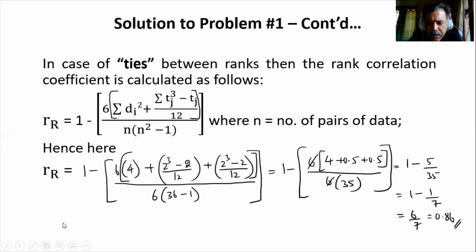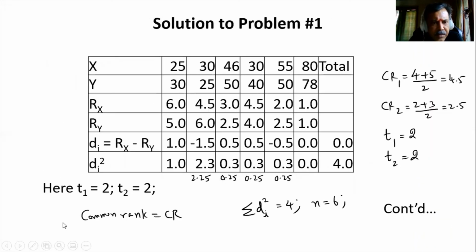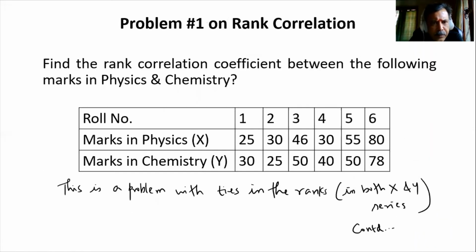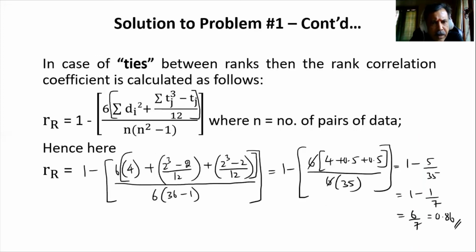Before closing, let me just correct it here also. In this bracket, the 6 is common to the entire thing. The 6 is common to this entire thing.